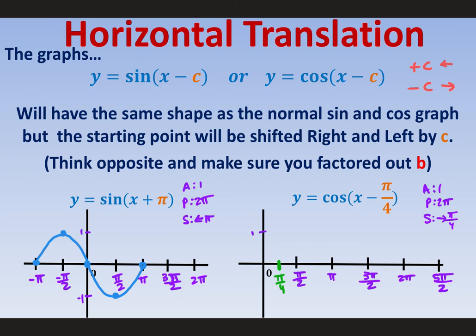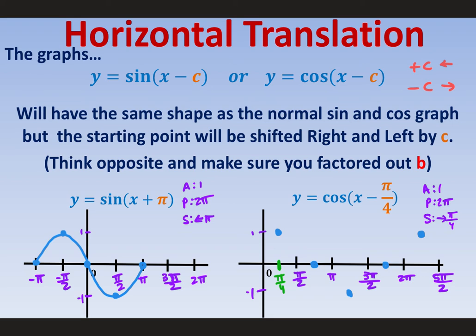So we have an amplitude of 1. So cosine starts at the top of the amplitude. So we're going to start at our little green dash mark here, in between, up at 1, and then we'll go in between at 0, in between at -1, in between at 0, in between at 1.